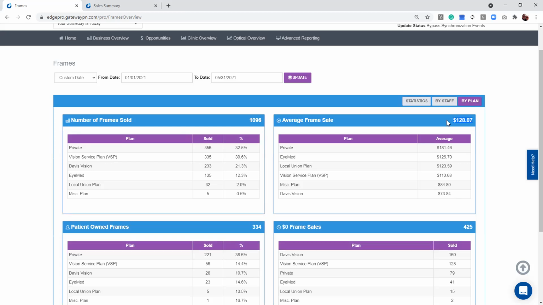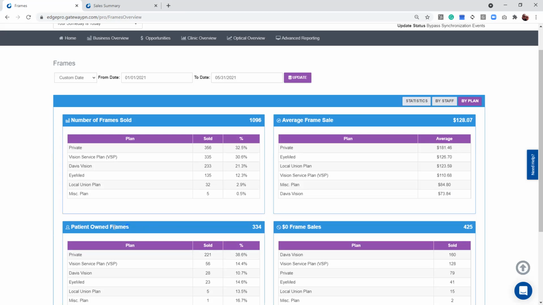Now, when we look at our average frame sale, you can even see that too. We can see that we've got $128 is the average, but look, private pay patients spend $181. Naturally, our private pay patients are going to spend a little more. They don't have an allowance, so the average patient private pay is going to be a little higher. Our IMED patients are spending $126, VSP $110, Davis Vision $73. So you can see the spending habits of your patients based off of the plans.